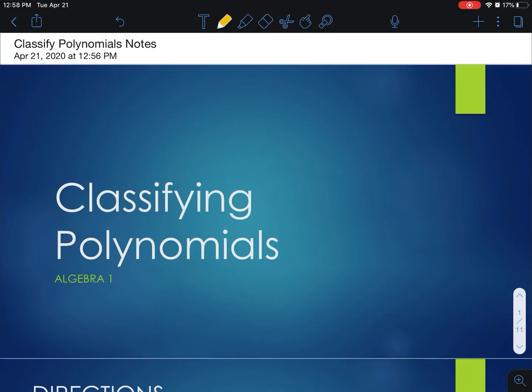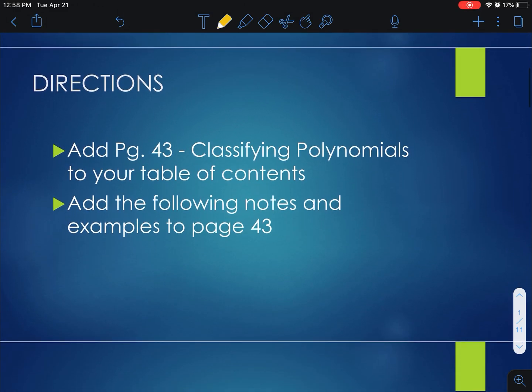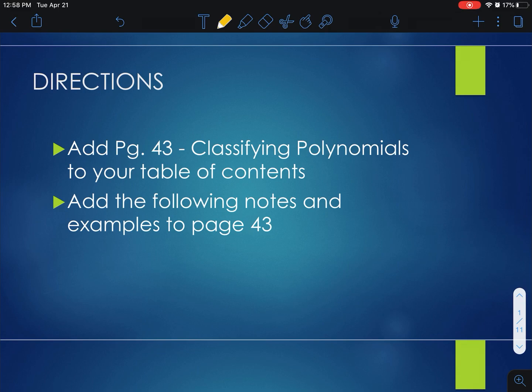Alright, for day 21, we're going to be talking about classifying polynomials. And if at any time you need to pause the video, go ahead and do that so you can keep up with the notes. Alright, first thing I need you to do is add page 43 to your table of contents.